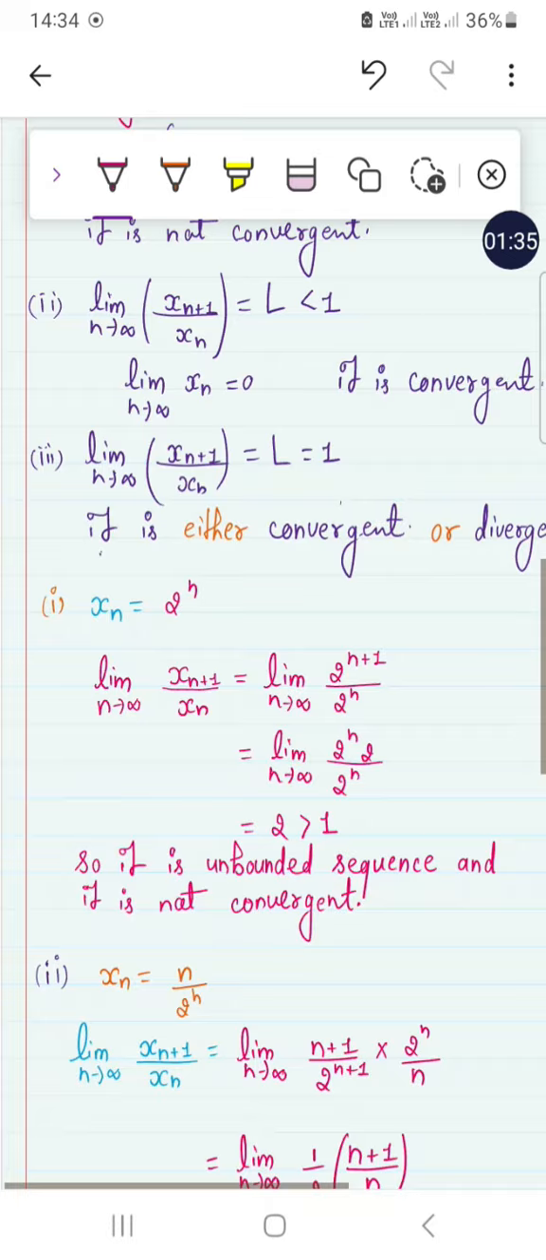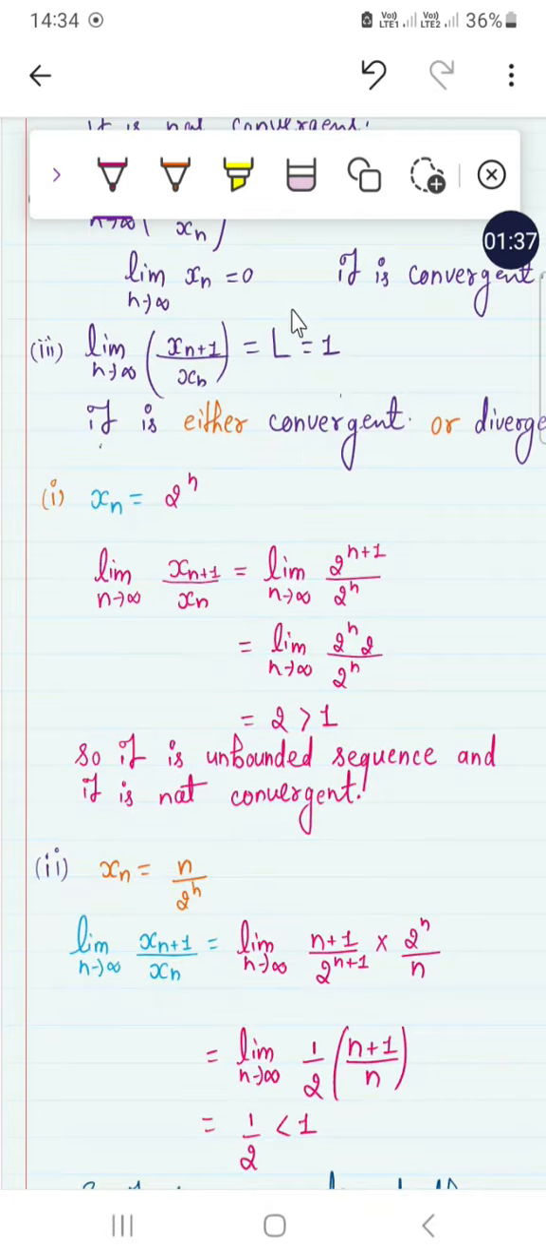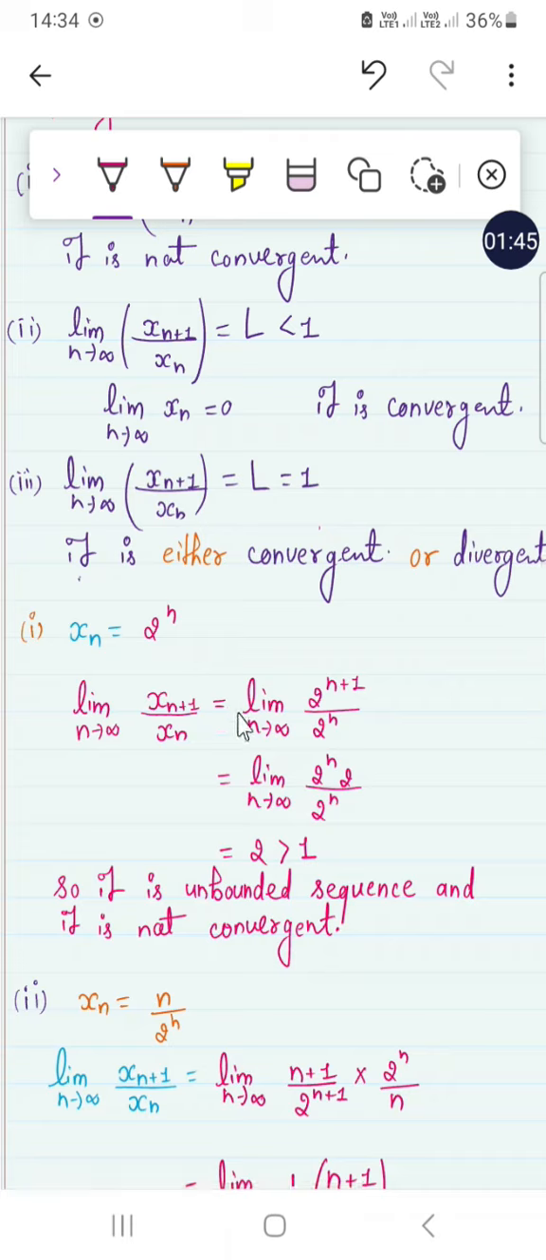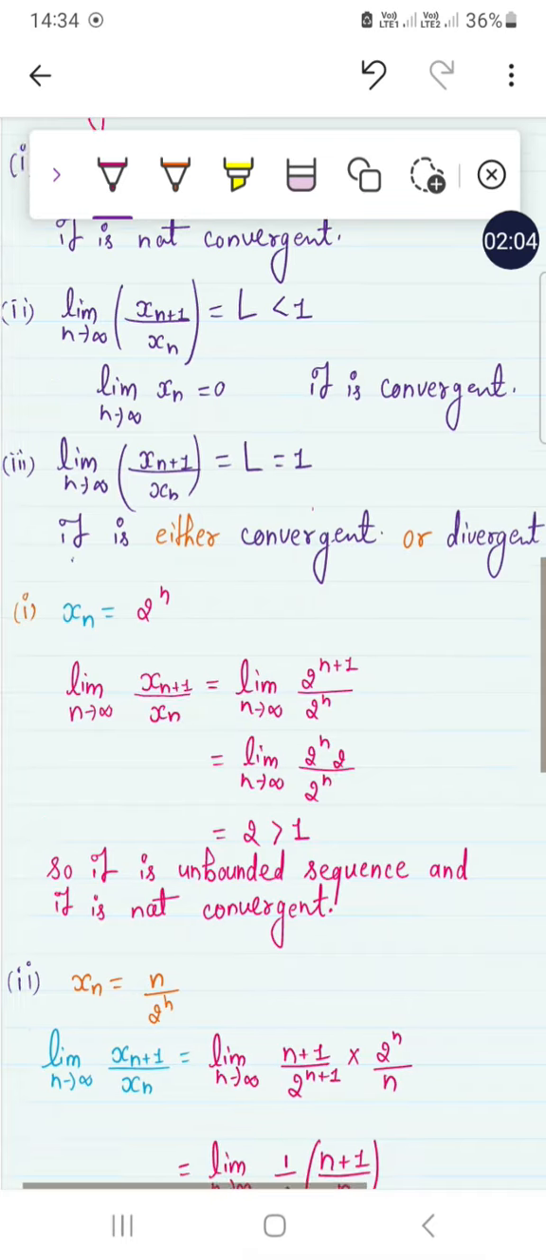Okay, now for the first test, xn equals 2 to the power n, so x_{n+1} upon x_n equals 2 to the power n plus 1 upon 2 to the power n. So the limit as n tends to infinity of 2 to the power n into 2 upon 2 to the power n, after cancelling, equals 2, which is greater than 1, so it is an unbounded sequence. If it is unbounded, then it is not convergent, right?